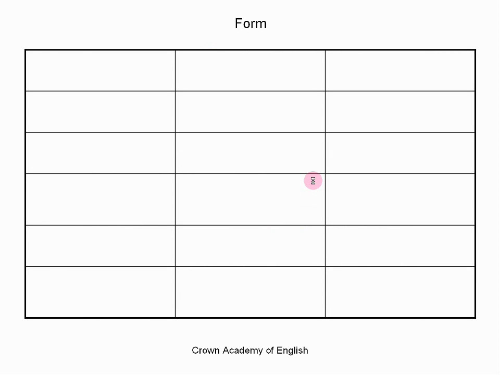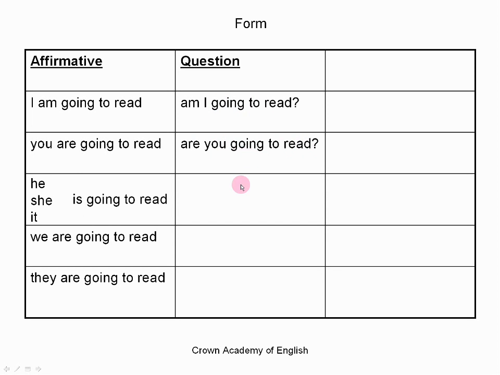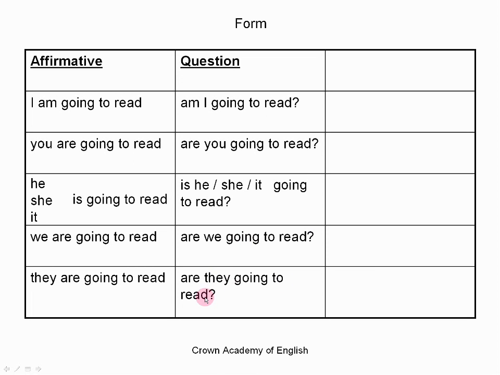And now let's look at the other forms of the structure. Here we have already seen this on the left, so I am not going to explain it again. So this is the affirmative, and the other form we can have is the question form. So let's look at the question form. Am I going to read? Are you going to read? Is he, she, or it going to read? Are we going to read? And are they going to read?